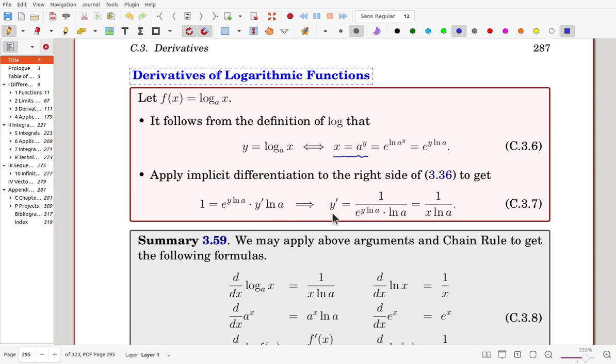So now we can solve for y prime, and here we also replace y using x terms, so that we can reach that one. In fact, e to the y logarithm a is the same as x, so we replace this part with x. So y prime is 1 over x natural logarithm a. Once y is given in this way, then you can get that.